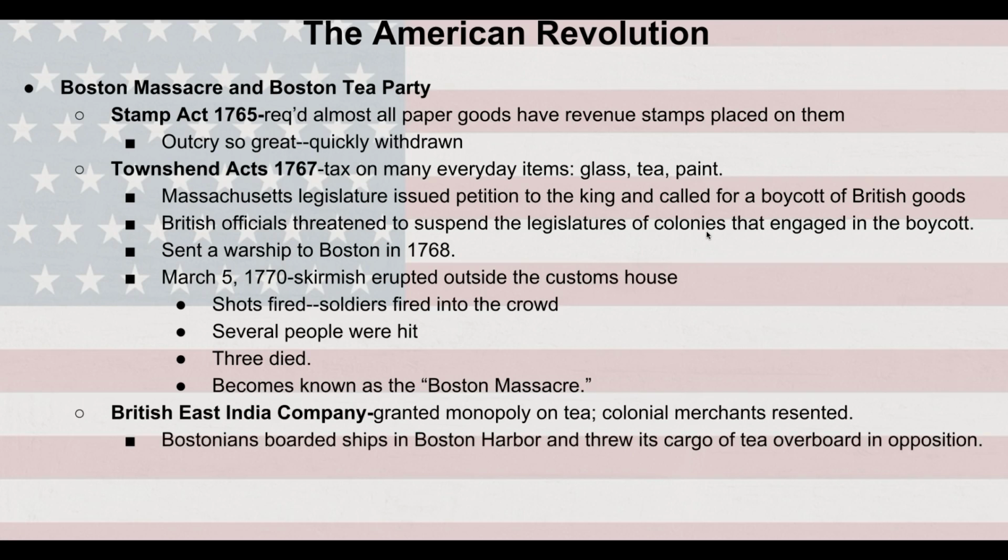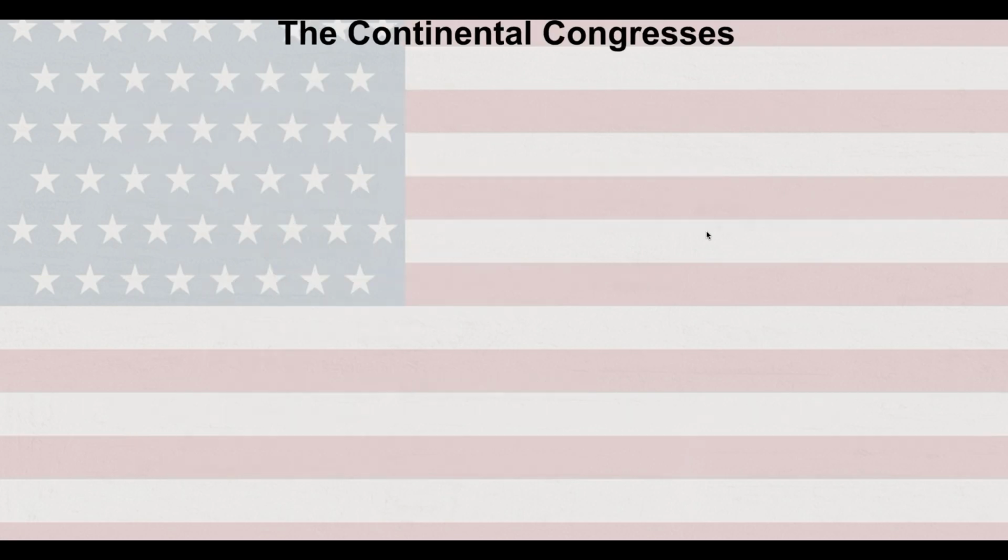And so in response, as protest, Bostonians are going to board ships in the Boston Harbor, and they're going to throw its cargo of tea overboard in opposition. I'm not really sure what this was supposed to do or solve or what, but it obviously is going to demonstrate that the colonists are not happy. And so this is going to become known as the Boston Tea Party in 1773.